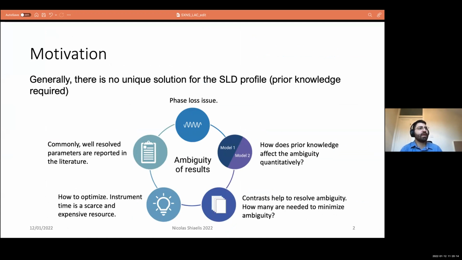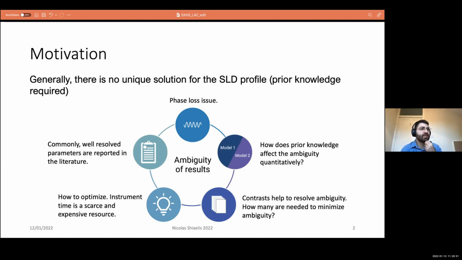So the motivation behind the project is that after we collect our neutron reflectometry data, there is generally no unique solution for the SLD profile. Therefore, prior knowledge is needed to analyze the data, for example, the number of layers present in the sample. This is due to a well-known problem with specular techniques, which is the phase loss issue. As I mentioned, to combat this, we create a model of which its assumptions dictate our results.